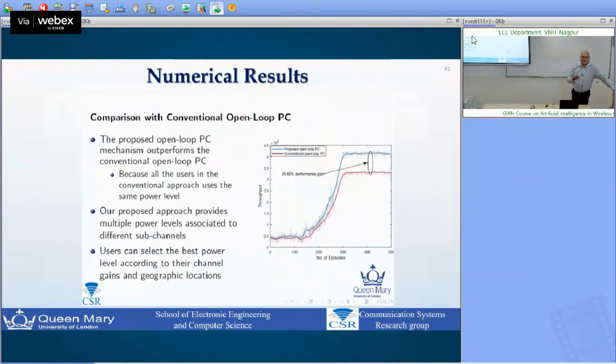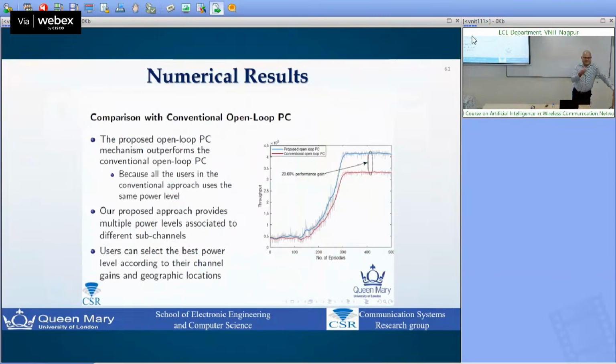Say for example, in one sub channel, three power levels are allocated. When three power levels are there, two users may select the same power level. Say you have power levels P1, P2, P3. User 2 and user 3 both select the power level P2 from the power pool.